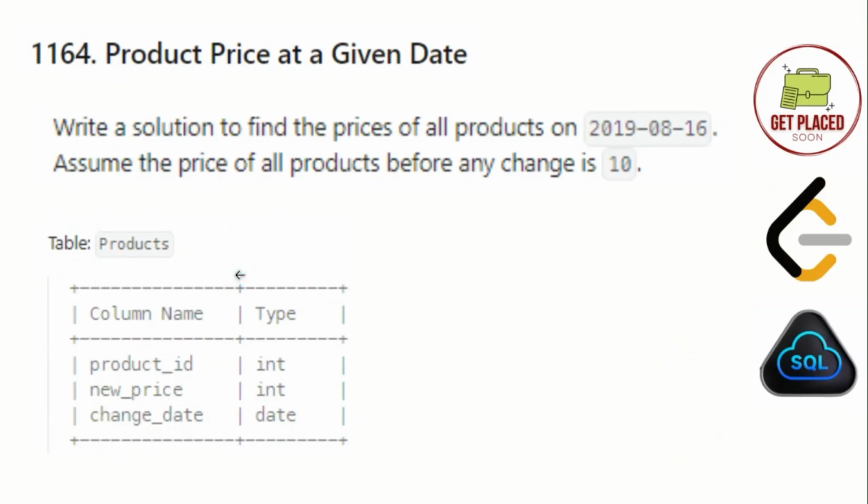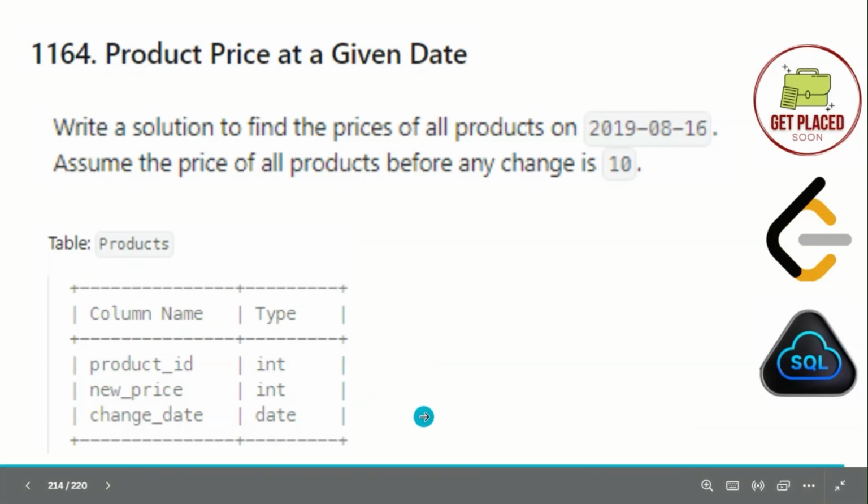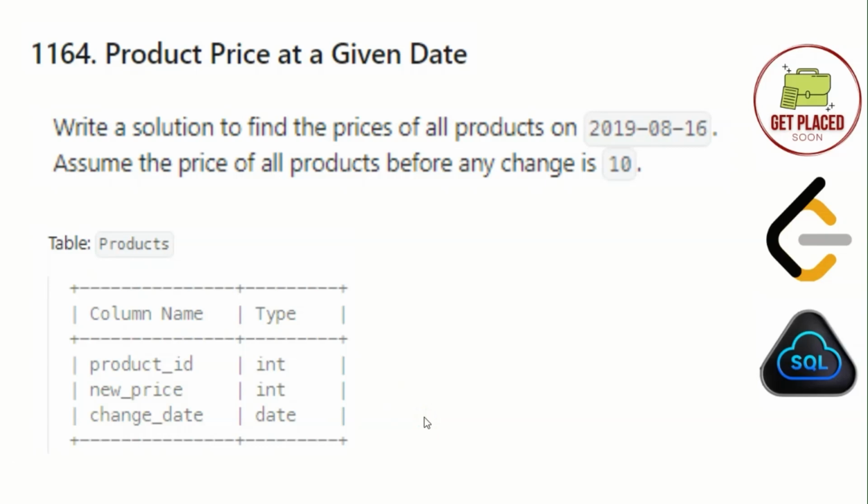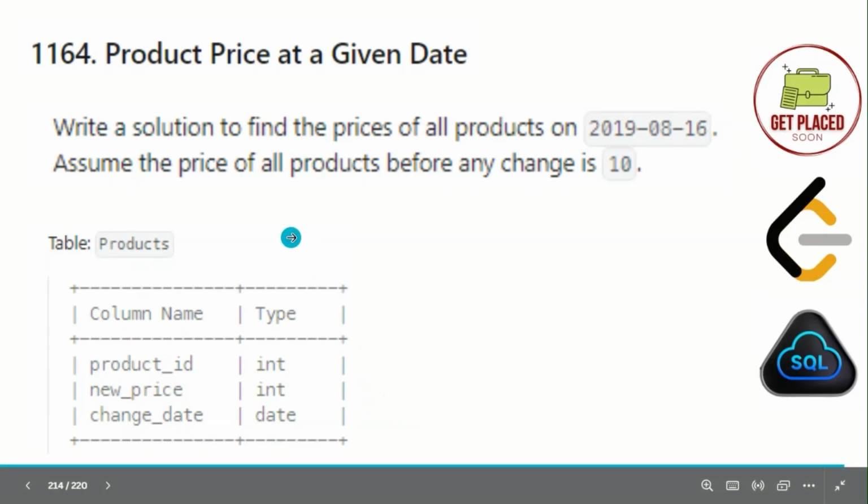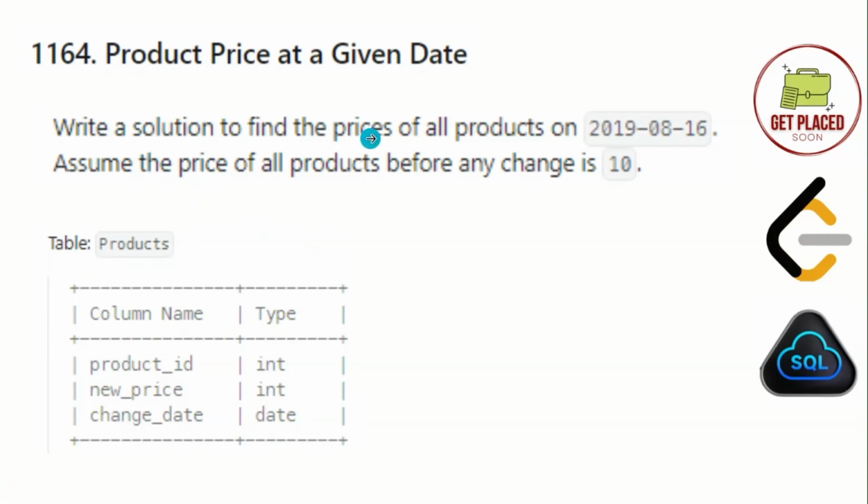In this problem, we have one table, that is the Products table. It has 3 columns: product ID, new price, change date. Basically, whenever a price is changed for a product, the details are updated into this table: on which date the price is changed, to what price it is changed, and what the product ID is. Now we are supposed to write a solution to find the prices of all products on the 16th of the 8th month.